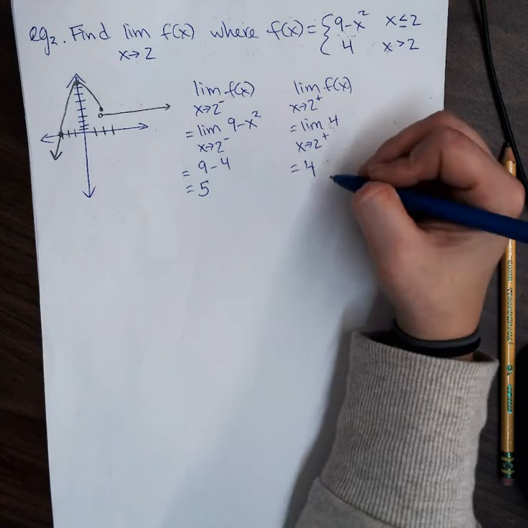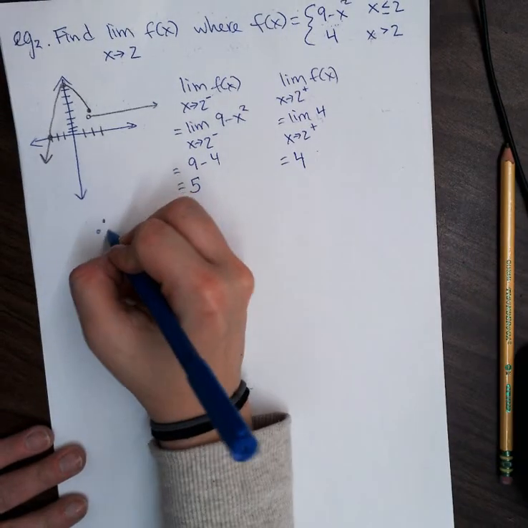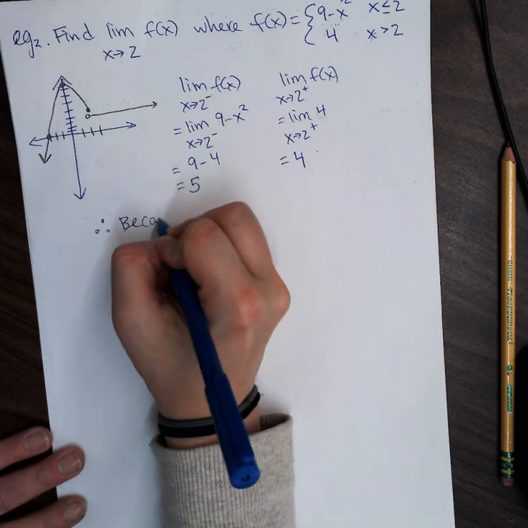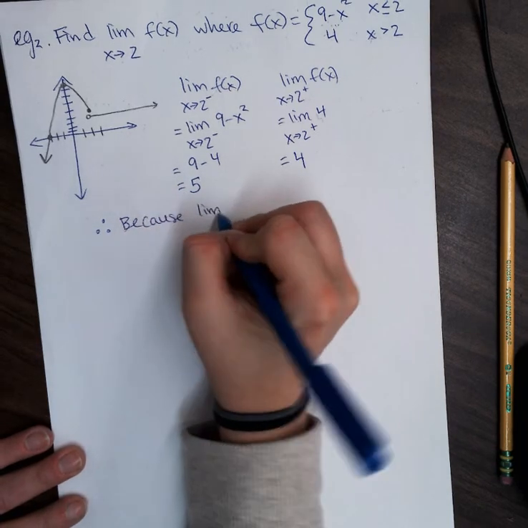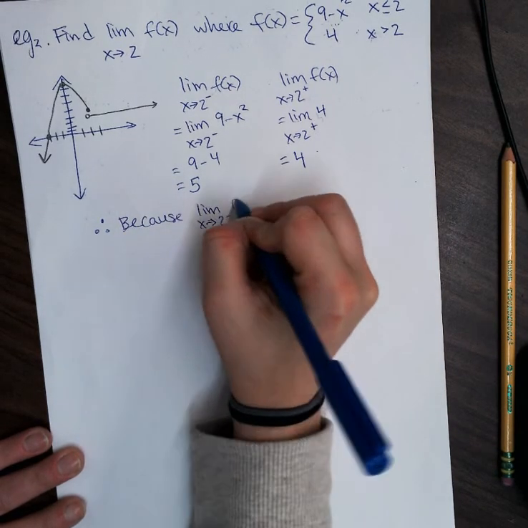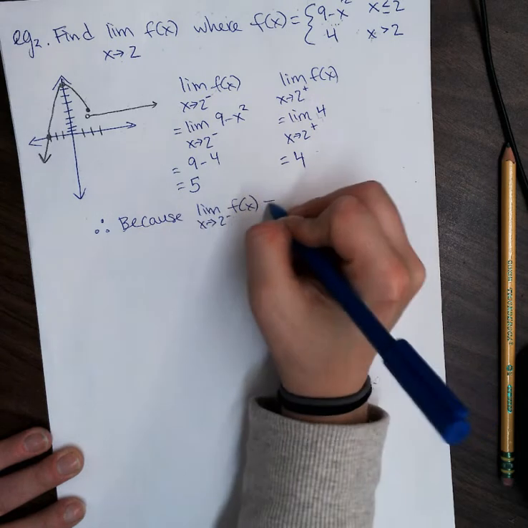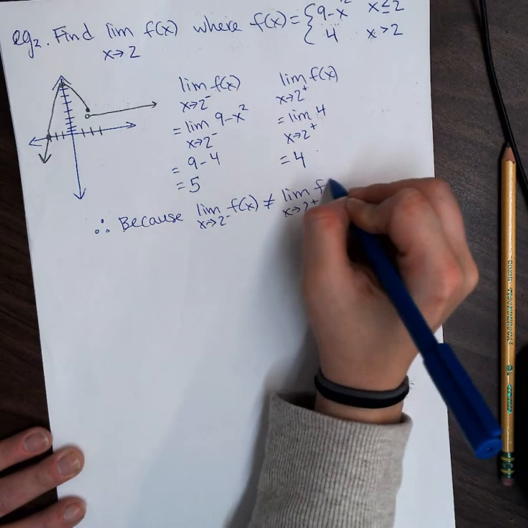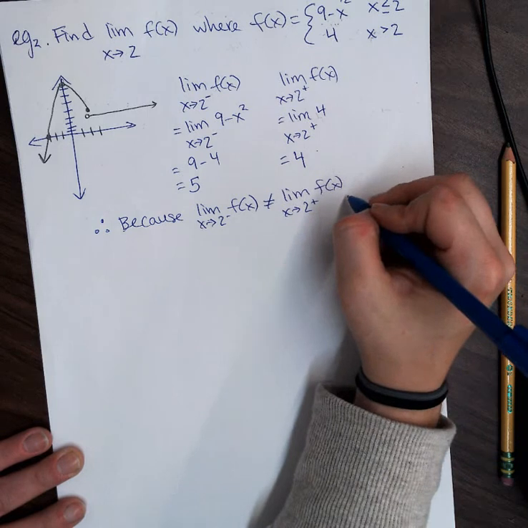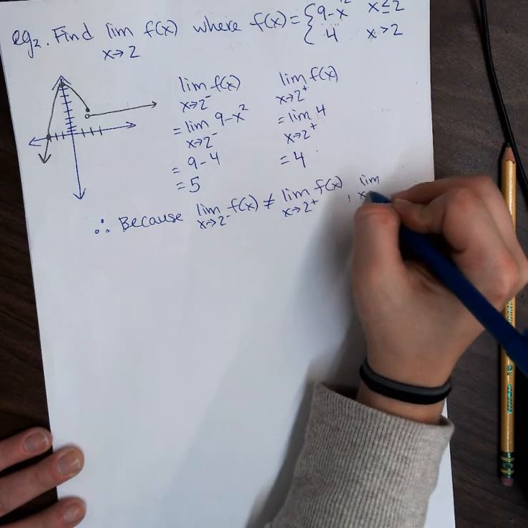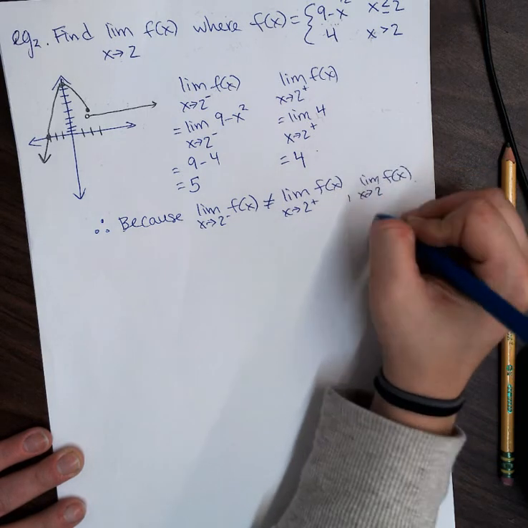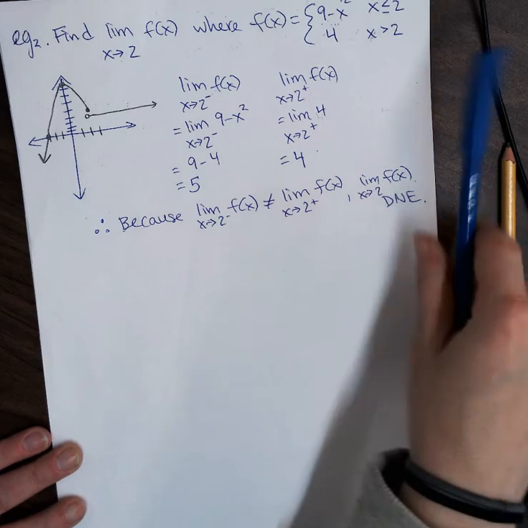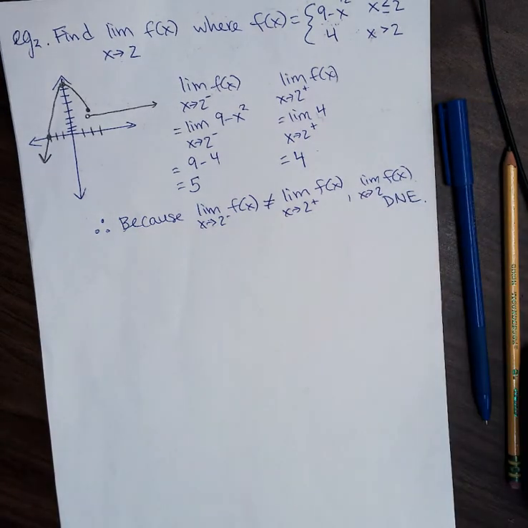So what we can say is, therefore, because the limit as x approaches 2 from the left-hand side does not equal the limit as x approaches 2 from the right-hand side, the limit as x approaches 2 of f of x does not exist. So it is possible for a limit not to exist. If they approach different values, there's no way for that limit to exist.